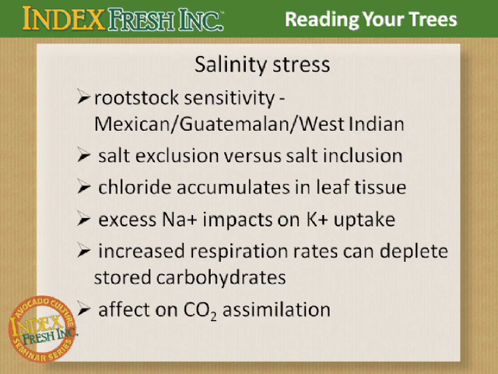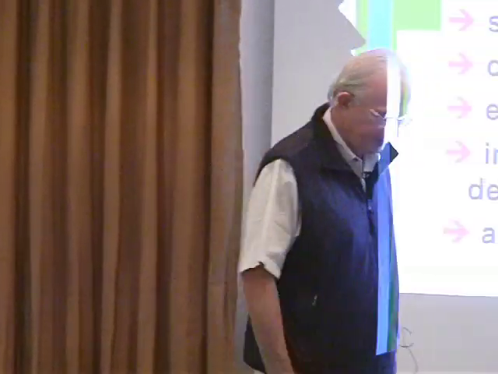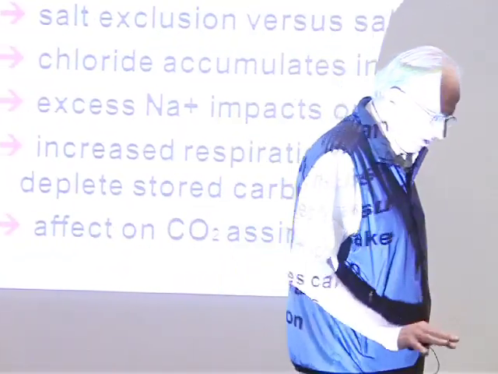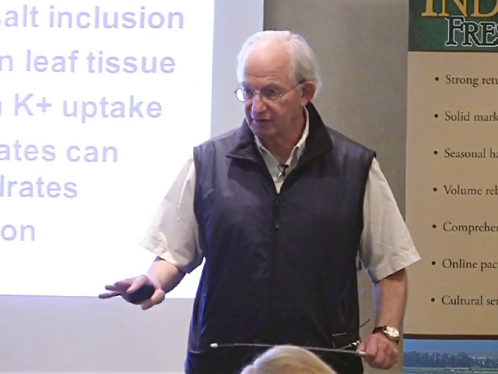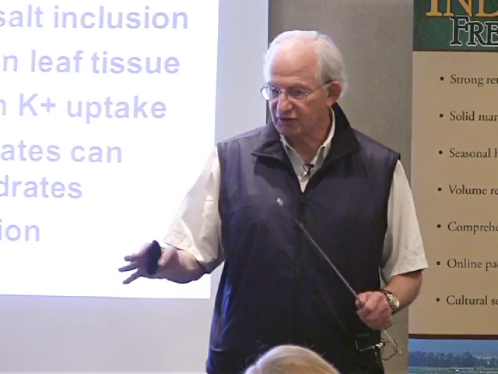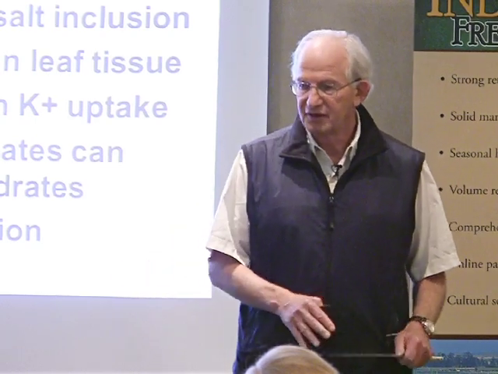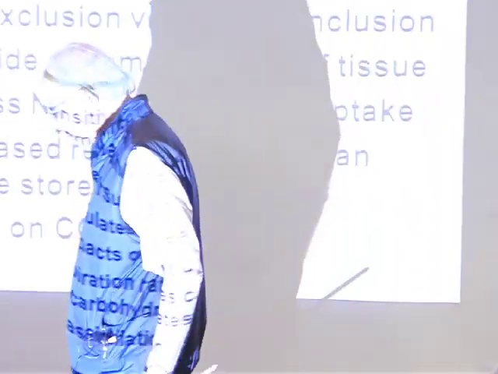Plants have a difficulty. The roots are bathed in a solution which is high in salts. What do plants do? Plants have two choices. They can exclude the salts, but to exclude the salts means you have to exclude the water, because the two are interlinked. When you exclude the salts and the water, then you suffer from drought stress. So that's not really an option.